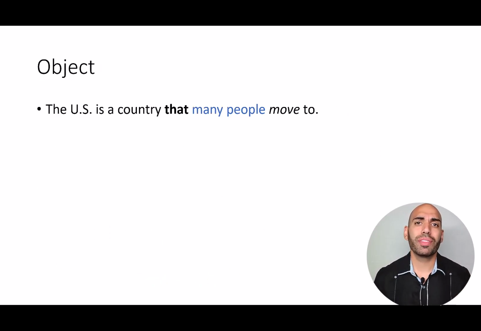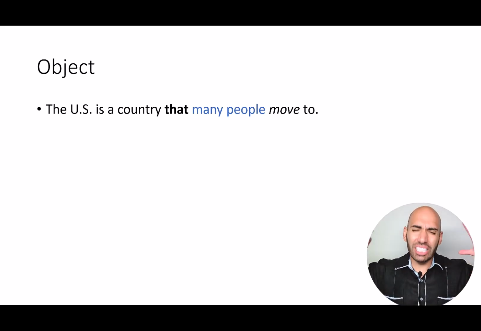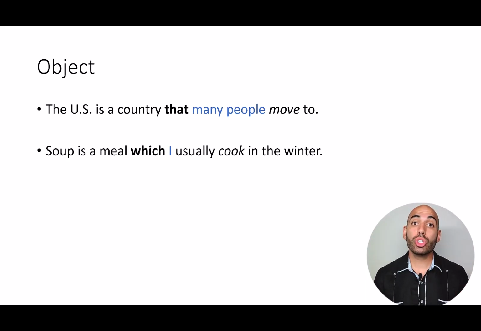Object adjective clauses. Number 1. The U.S. is a country that many people move to. Okay, teacher, stop repeating yourself. Okay, number 2. Soup. Soup is a meal which I usually cook in the winter. This is an object adjective clause. Why? Because I put a new subject after the word which. Soup is a meal which I usually cook in the winter.